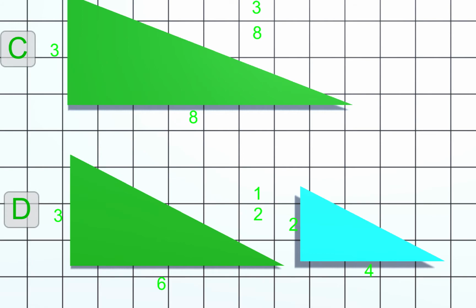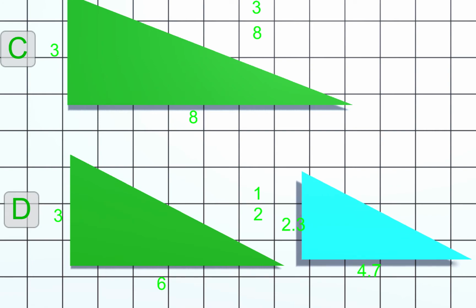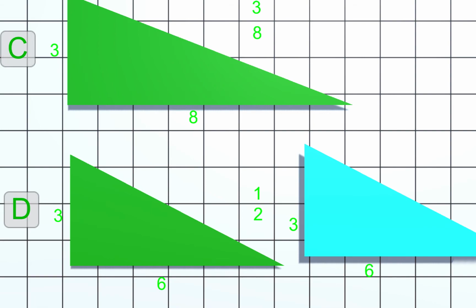We have a match. When we scale up our triangle, we must add 1 to the left side and 2 to the bottom side. This is because the ratio is 1 over 2. When we do this, we find that the triangles match.